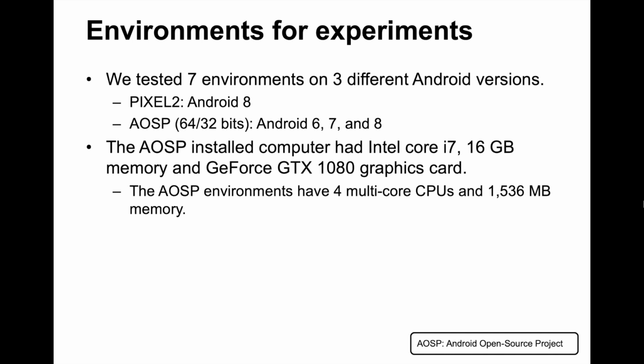This is our environment for experiments. We tested 7 environments on 3 different Android versions as follows. The AOSP installed computer had Intel Core i7, 16GB memory, and GeForce GTX 1080. We gave the AOSP environment 4 multi-core CPUs and 1536MB memory.